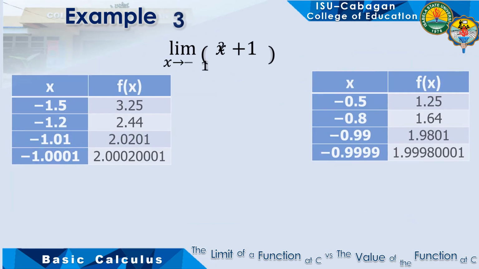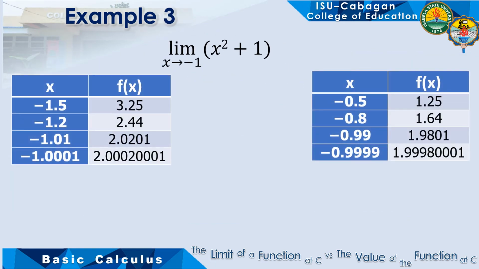For our third example, the limit of the function x squared plus 1 as x approaches negative 1. As you notice, from the left side, as x approaches negative 1, f of x approaches 2. And from the right side table, as x approaches negative 1 from the right side, f of x approaches 2. Therefore, we conclude that the limit of x squared plus 1 as x approaches negative 1 equals 2.